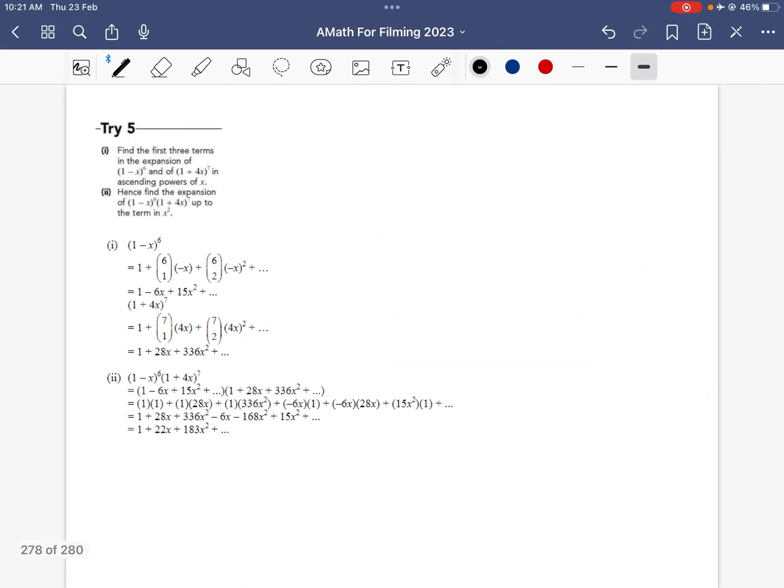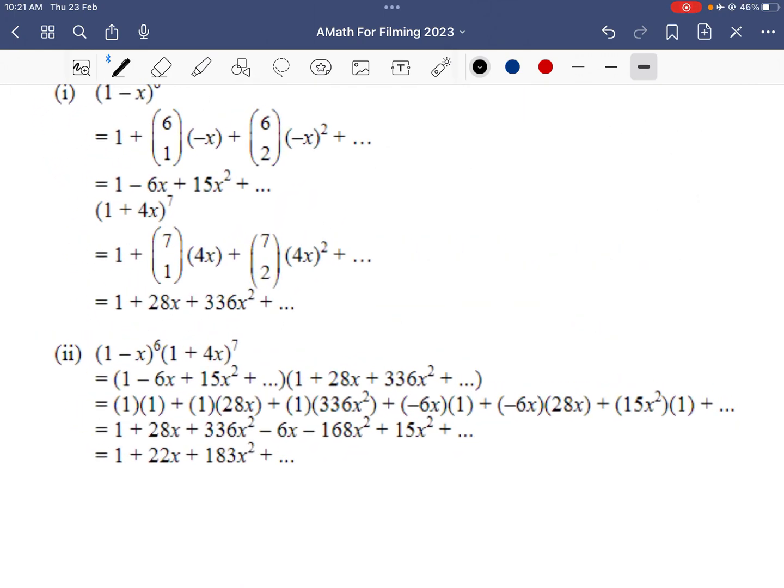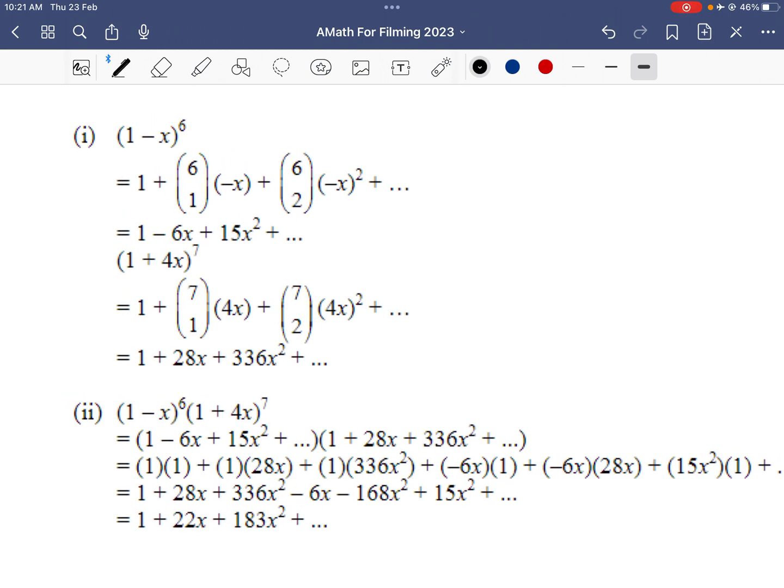Okay, this is actually similar to what we have done earlier. So, in try 5, if I have expanded (1 minus 6) to the power of x, what you should check is that you should get 1 minus 6x plus 15x squared. You should be able to get this. (1 plus 4x) to the power of 7 will actually give you this term here.